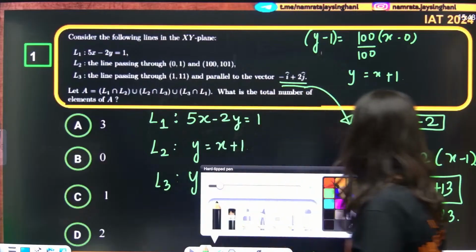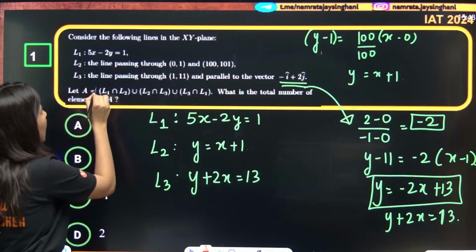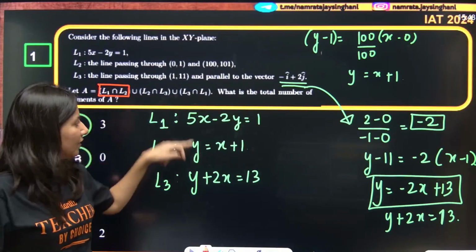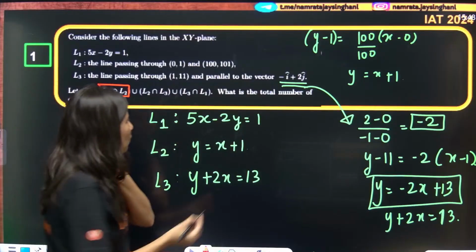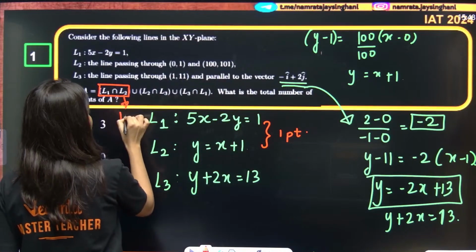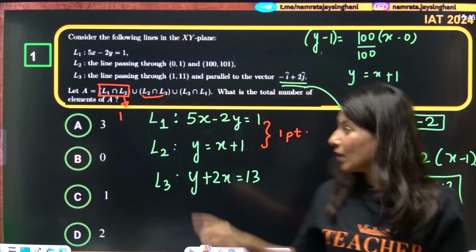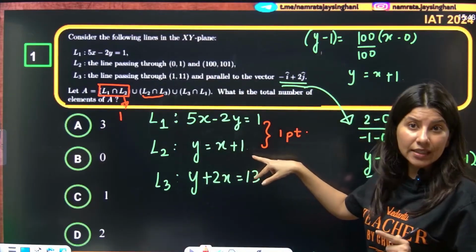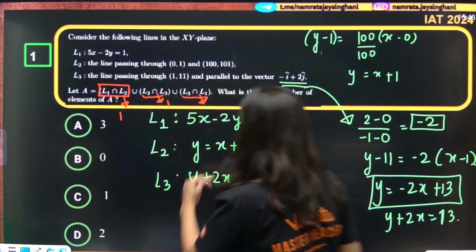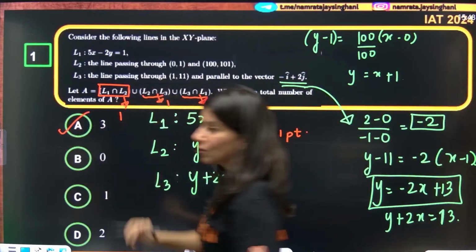Now let's understand what they are saying. Let A be a set which has L1 intersection L2. If you solve these two lines, you will get 1 point of intersection. L2 intersection L3: these two are not parallel lines and not coincident lines, so these two are intersecting lines, giving 1 point of intersection. And again L3 and L1 will also give you 1 point of intersection. So total 3 points of intersection will be there.